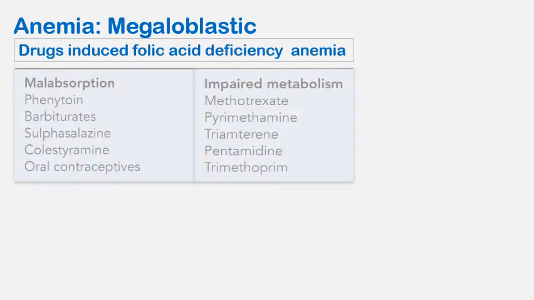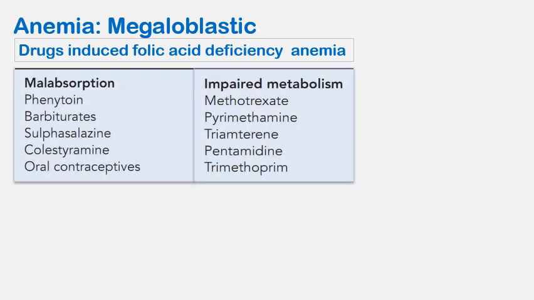Drug-induced folic acid deficiency anemia. Drugs that cause malabsorption of folate include phenytoin, barbiturates, sulfasalazine, cholestyramine, and oral contraceptives. Those that impair the metabolism or activation of folate to dihydrofolate or tetrahydrofolate, the active form of folate, are inhibited by methotrexate, pyrimethamine, trimethoprim, pentamidine, and trimethoprim.